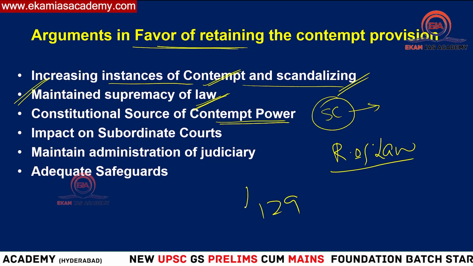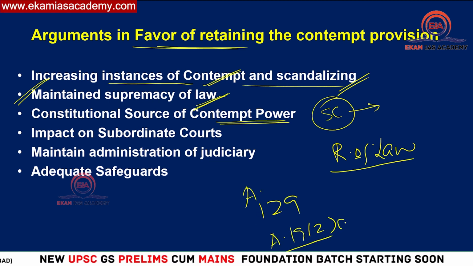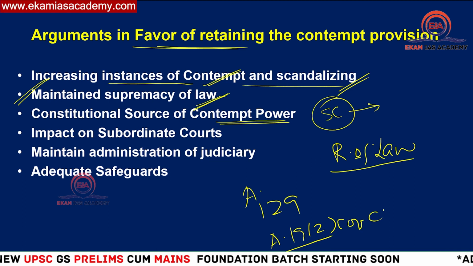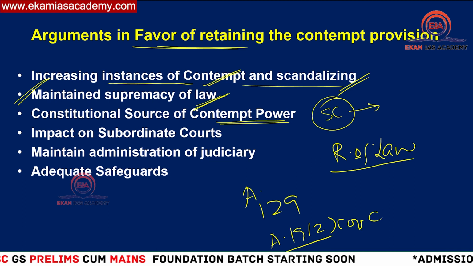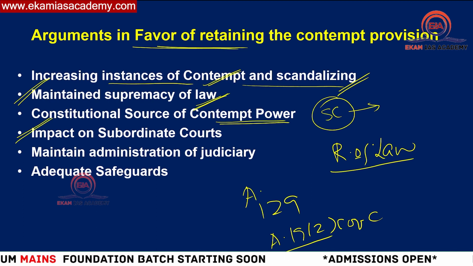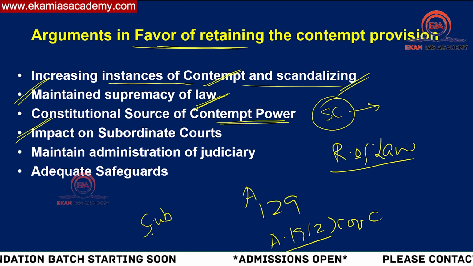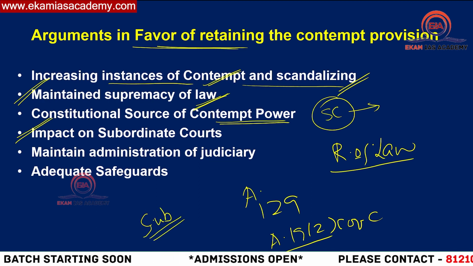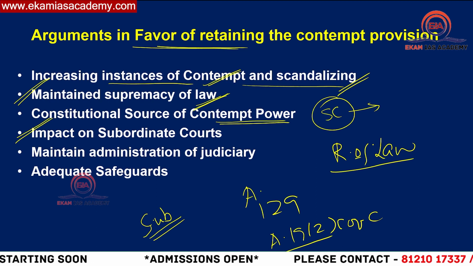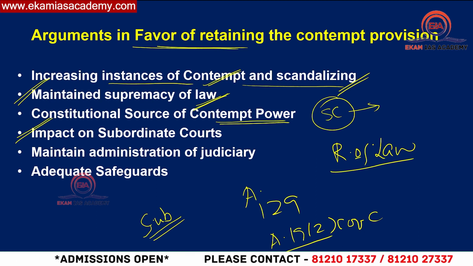Already, under Article 129 and under Article 19 clause 2, one of the reasonable restrictions is contempt of court. So these things already have constitutional backup. And the impact on subordinate courts: if these contempt proceedings are not there, then right from the subordinate judiciary itself, people will willfully not follow the judgments, decrees or orders passed by the subordinate courts. Then there will be a lot of impact on the judiciary also.